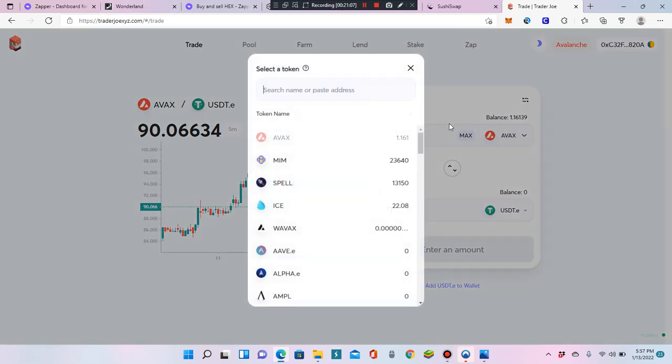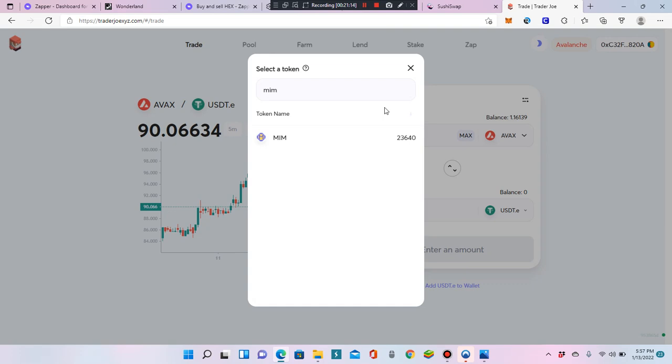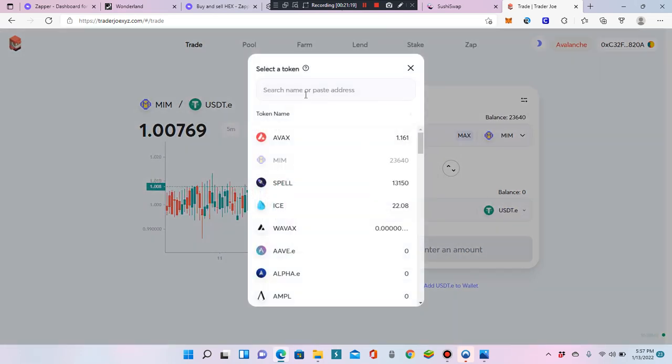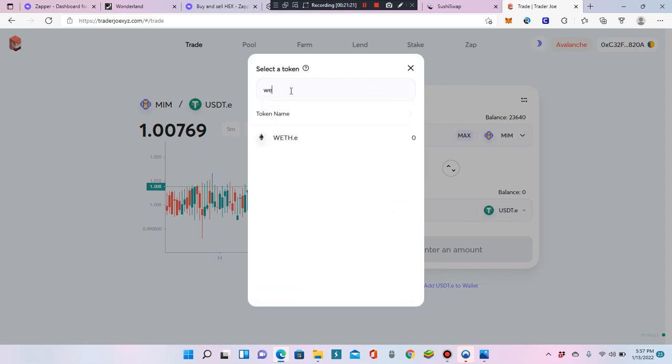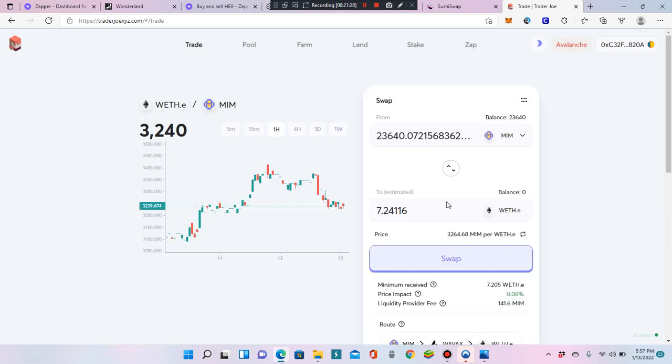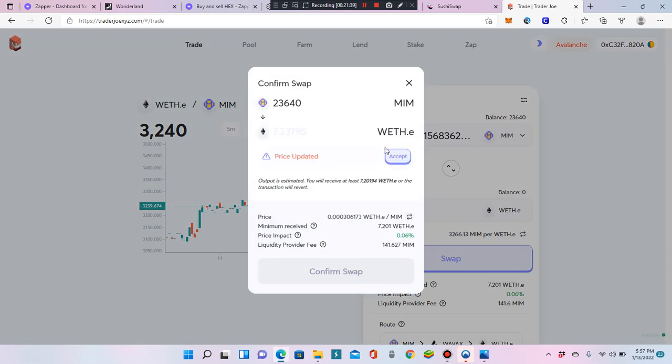Well, that makes sense. So, okay, so what are we doing? MIM, right? And then we're doing wrapped wETHe. Yes, that is it. And we're going to do it all. And we're going to mint this much, which ends up being the 7.2. Some change. Oh, price updated.